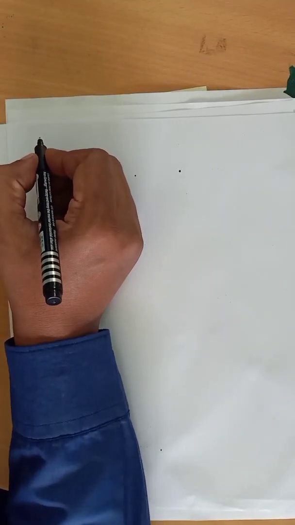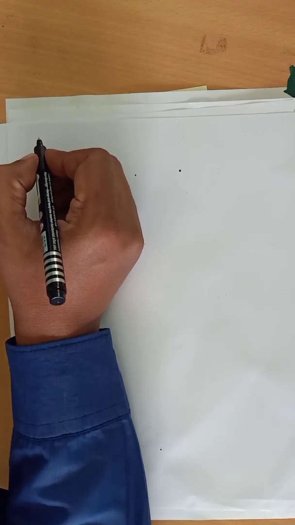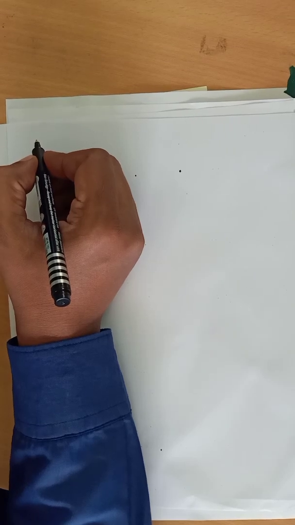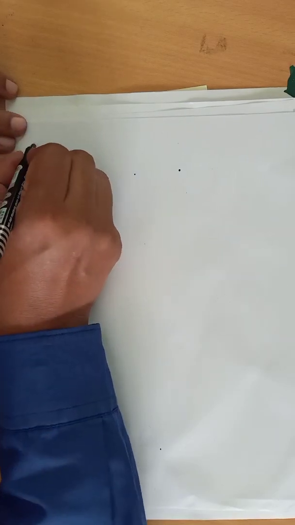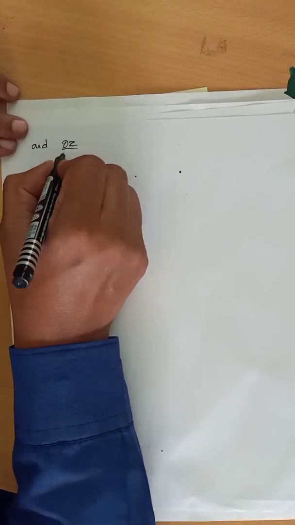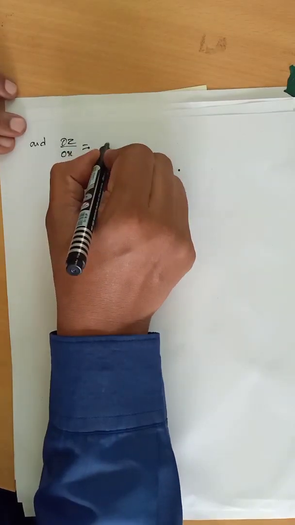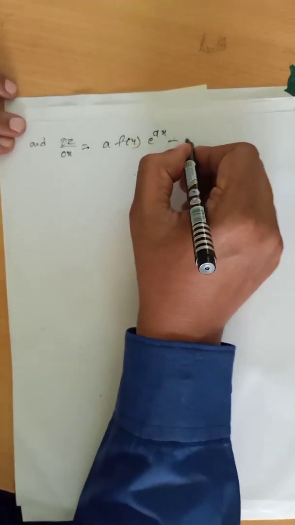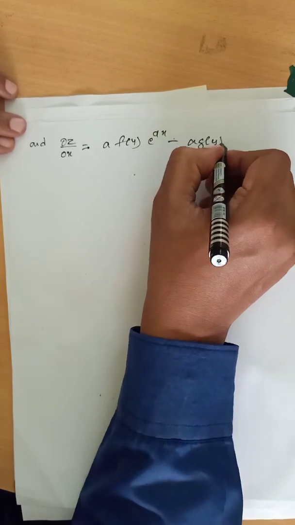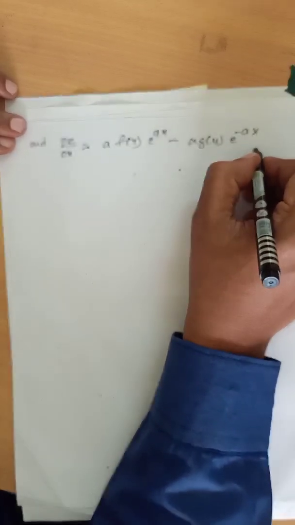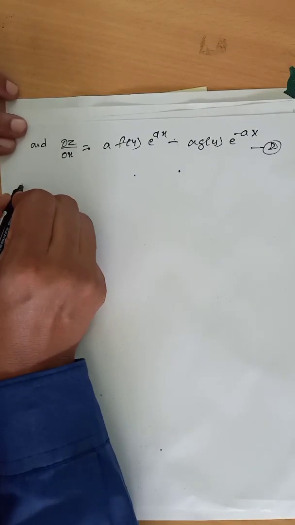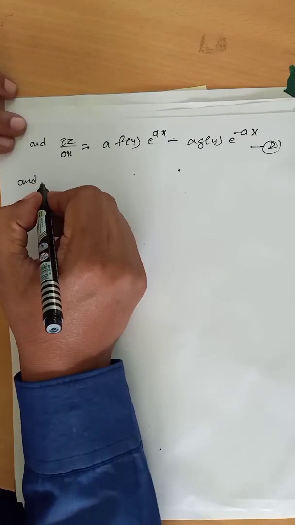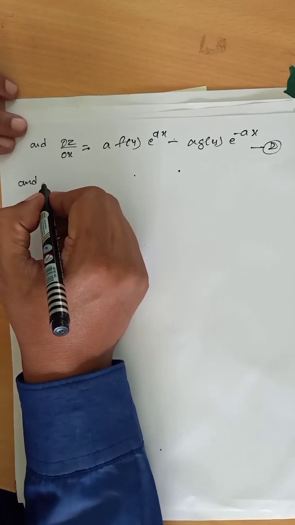Next, in the initial conditions, ∂z/∂x and ∂z/∂y are given. That is why we differentiate equation 1 partially with respect to x, and we get ∂z/∂x = a f(y) e^(ax) − a g(y) e^(−ax). Call this equation number 2.